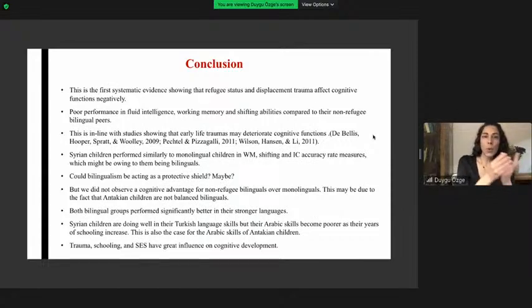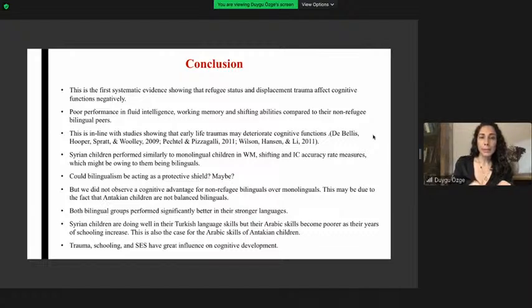We can attach all these performances to being a refugee, because we try to match our groups with respect to mother education, socioeconomic status. But of course, as I said, with respect to socioeconomic status, we don't have full matching here. So this is fully in line with studies showing that early exposure to trauma might influence your cognitive functions negatively.